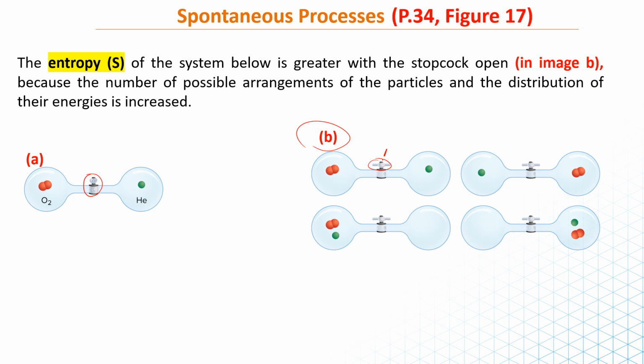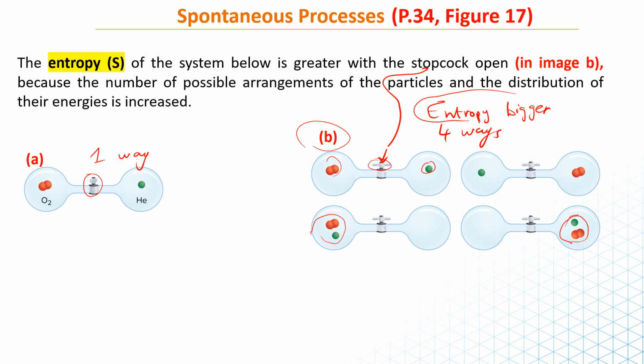Okay? This is what they mean by this word. So when we open it, look, we can have oxygen here and helium here, or the oxygen can move and the helium can move and they can switch places, or both of them can stay on the left side, or all of them can stay on the right side. So I have more ways to distribute the particles. In here I have only one way. In here I have 4 ways. So automatically entropy is bigger here, because I have more possible ways to distribute the particles and their energies. Okay?